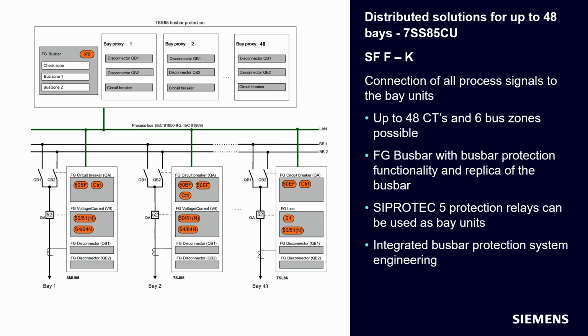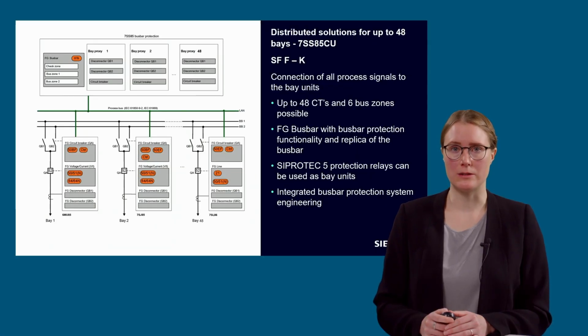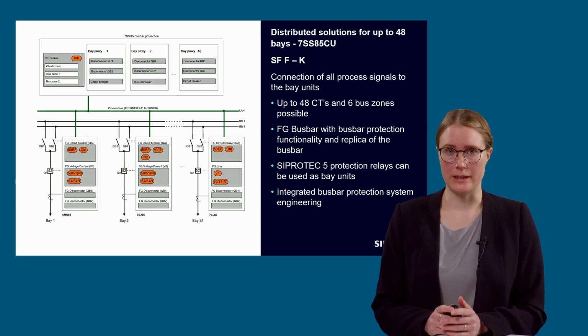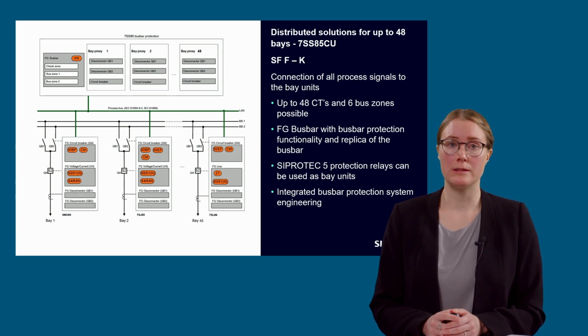During this process, all necessary elements are automatically created in the 7SS85CU. These elements are visible in the project tree of the 7SS85CU and in the information routing. For the bays, only bay proxies are created. They only have the most important functions and messages included and therefore have a lower memory consumption. This is necessary to increase the number of the measuring points from 24 to 48. The function group busbar with the protection algorithm is completely the same as for the other solutions. This is a very important point.